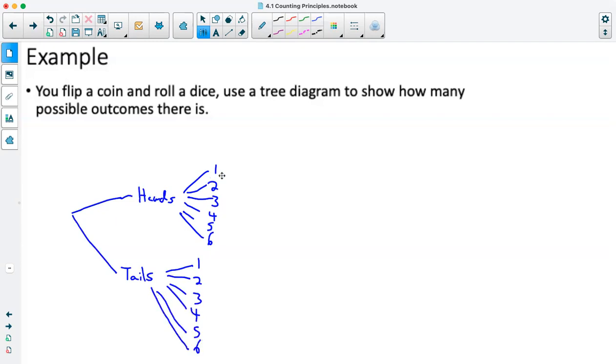So how many pathways there are from here to the very end is how many possible outcomes there are. Now to figure out how many possible outcomes, we can just count up both ones here. So 1, 2, 3, 4, 5, 6, 7, 8, 9, 10, 11, 12. So there's 12 possibilities. So there are 12 possible outcomes from flipping a coin and rolling a dice.